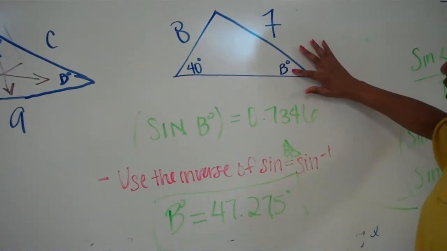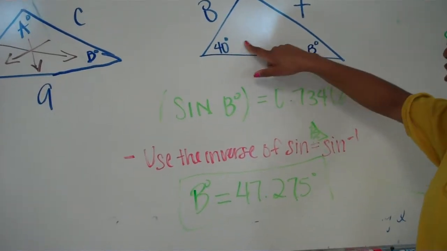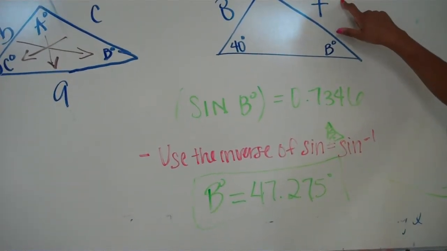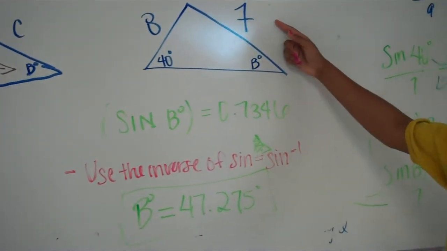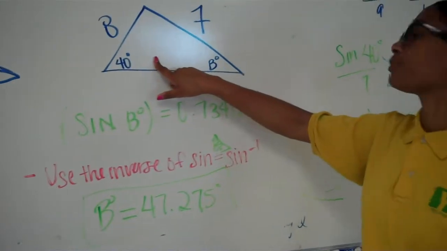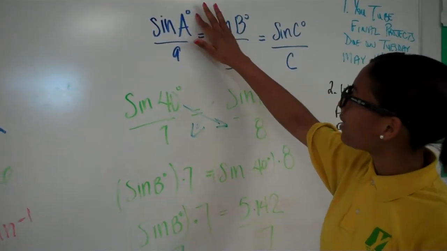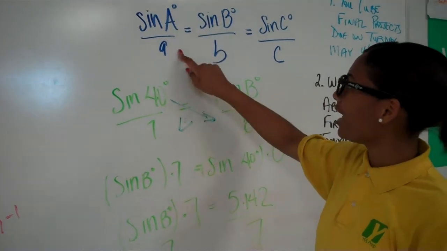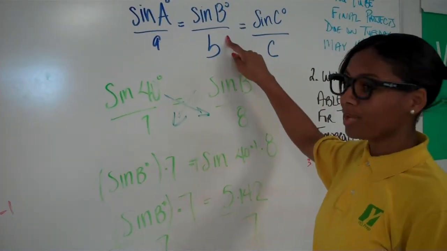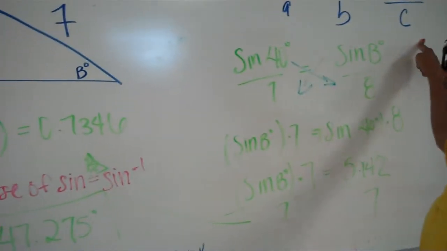You have angle B, and you have a side 8, and then you have angle 40, and you see you have the opposite side, which is 7. It really doesn't matter which one you choose. So here's an equation that we use. Sine of the A angle over A equals sine of the B angle over B, which equals the sine of the C angle over C.